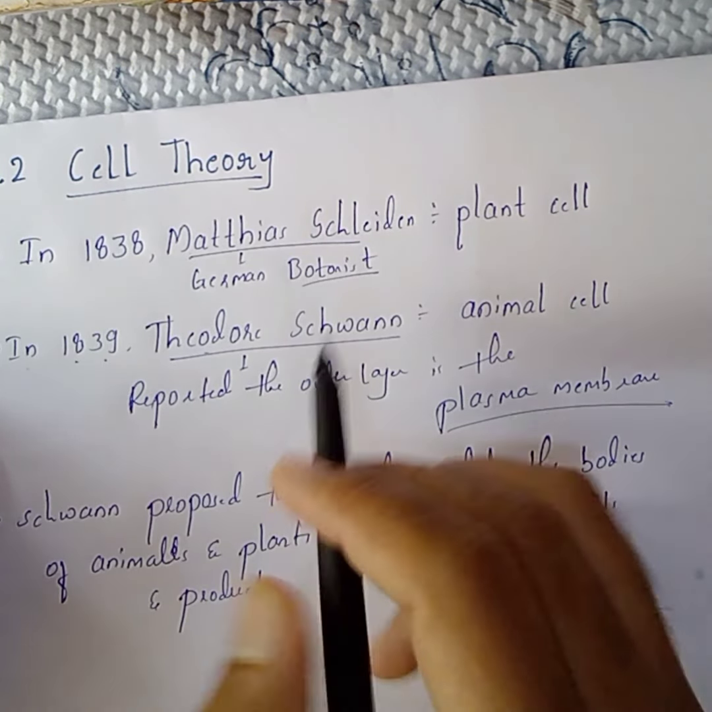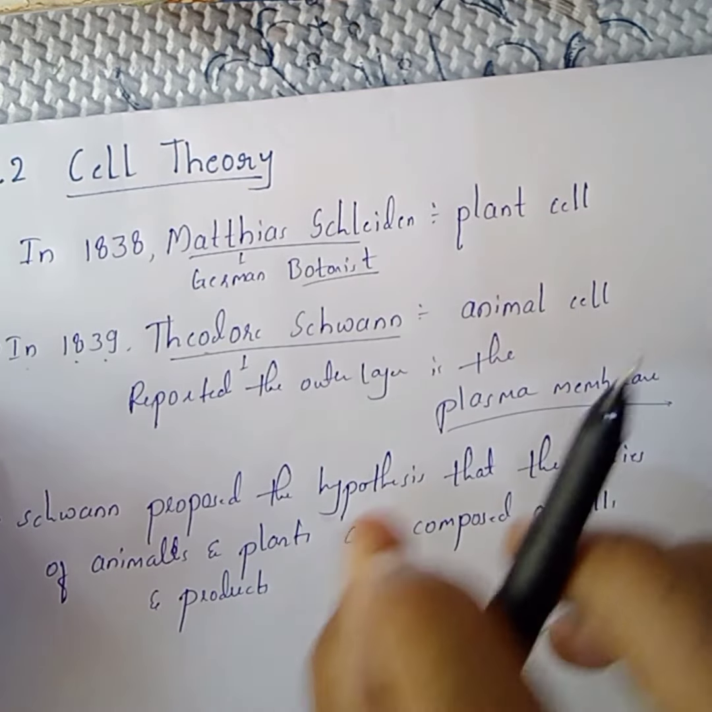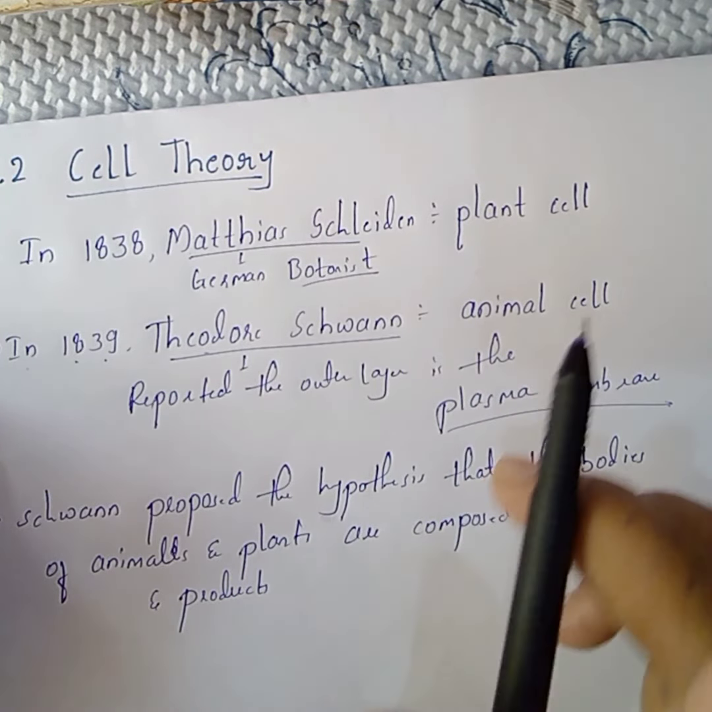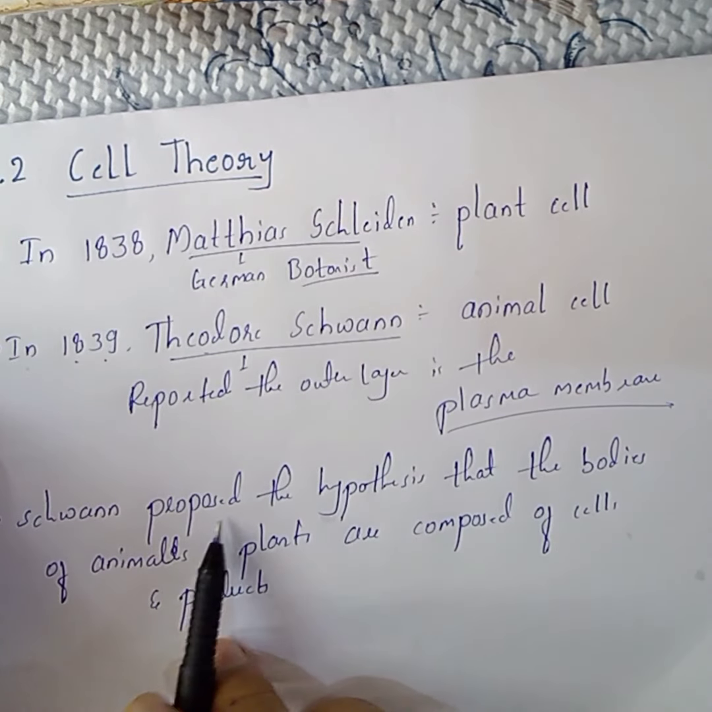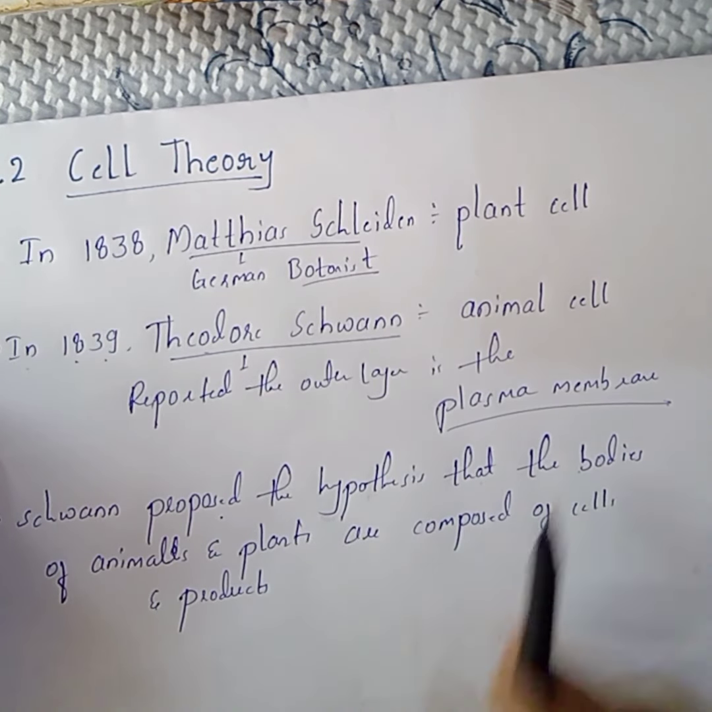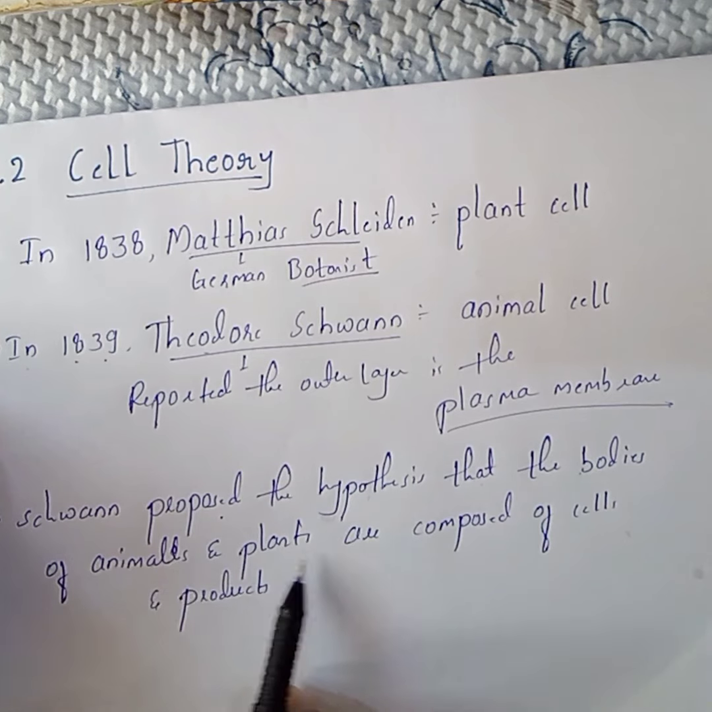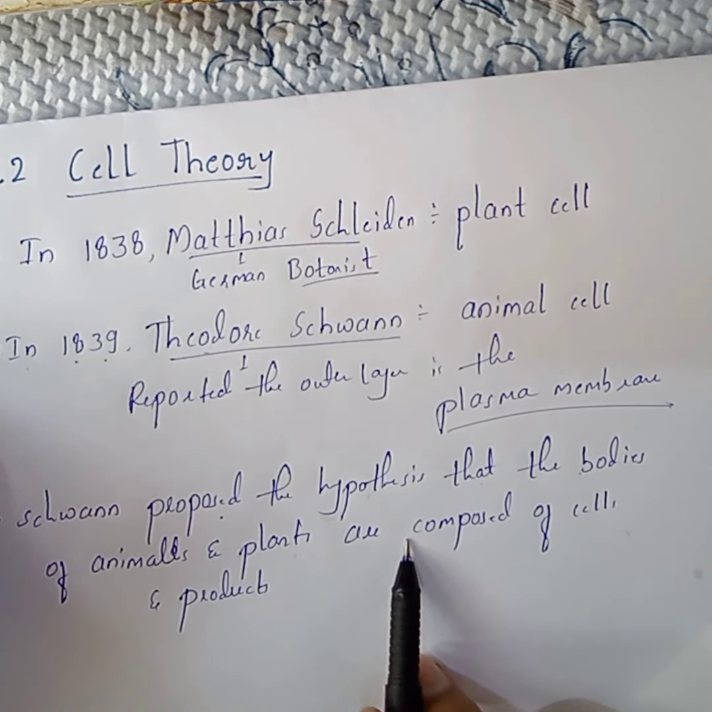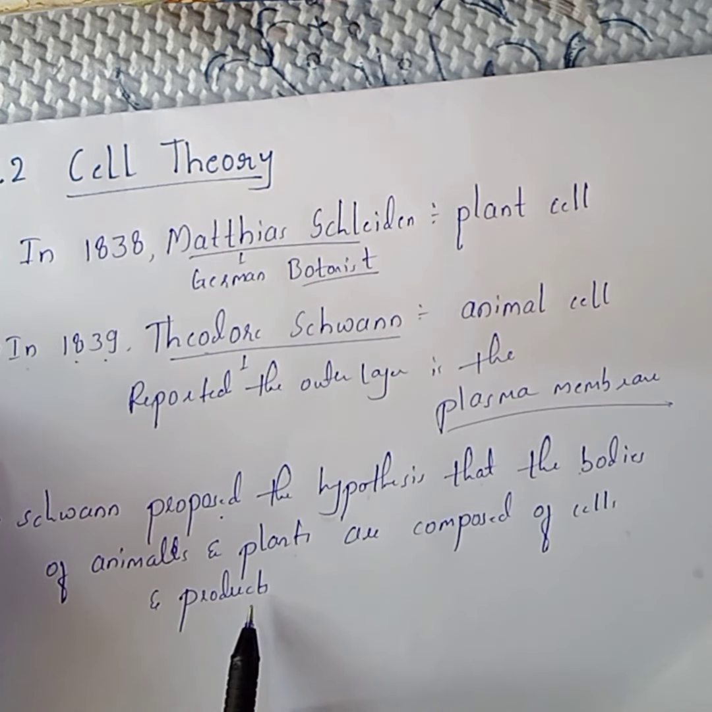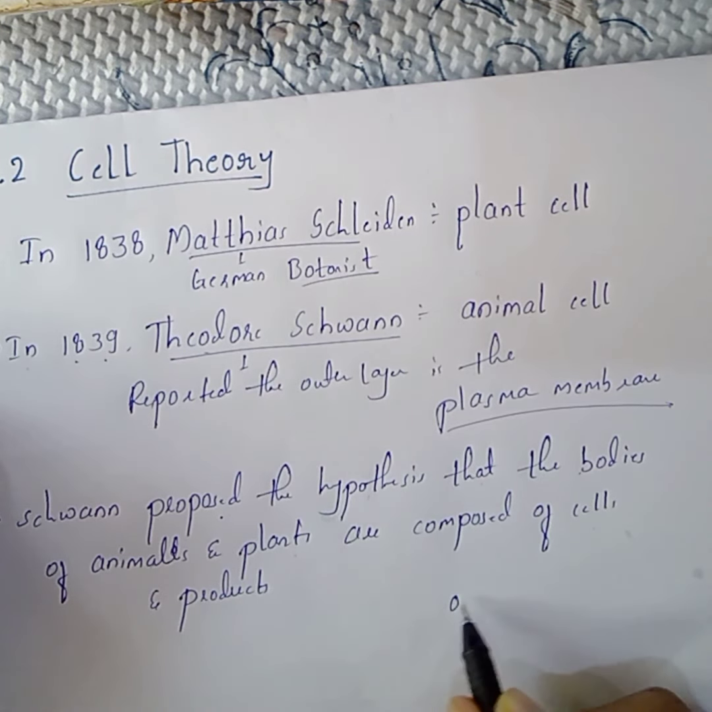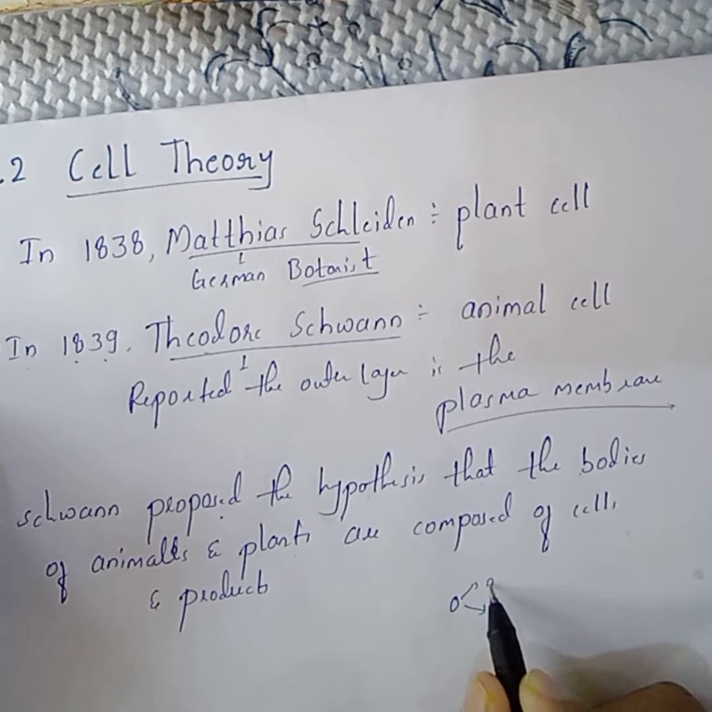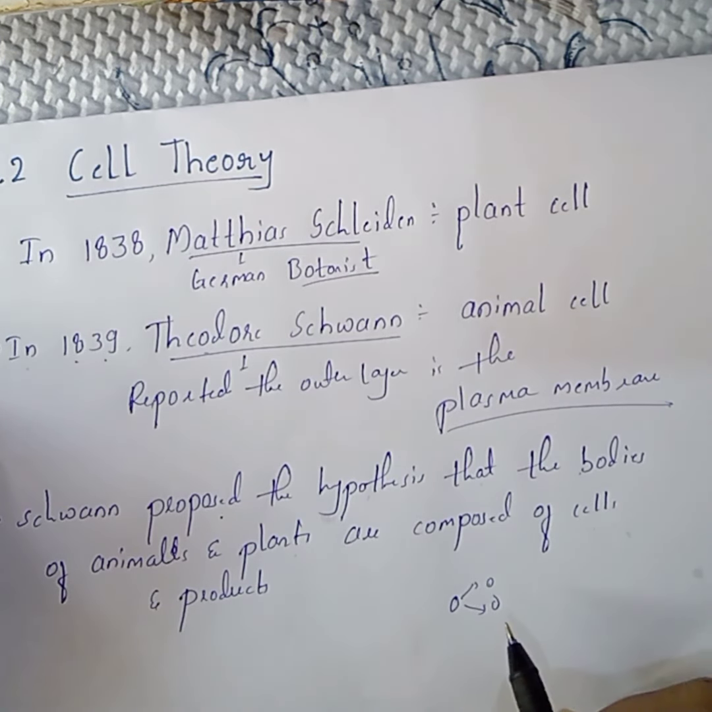Schwann concluded that the plant cell has a unique character with the presence of a cell wall. And then Schwann proposed a hypothesis that the bodies of both animals and plants are composed of cells, and that the products of cell reproduction take place such that one becomes two cells. Like that, Schwann proposed this hypothesis.